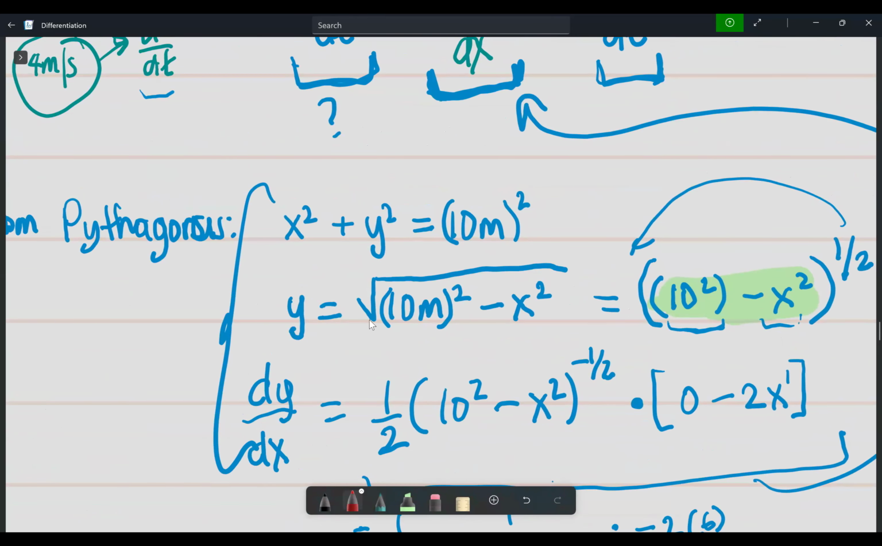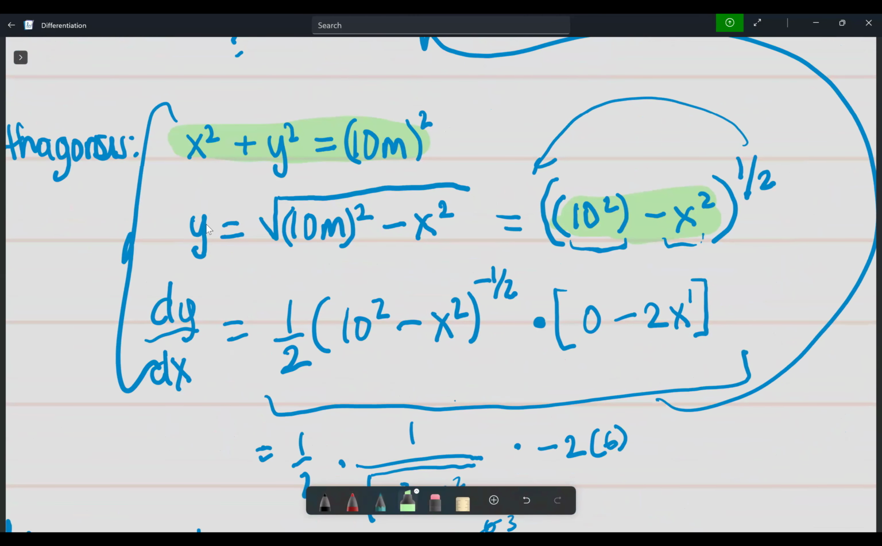Okay, so then we have Pythagoras, right, which is x squared plus y squared equal 10 meters squared. Now we need to differentiate and get an answer. So we're going to differentiate with respect to x. We have now y equal the square root of 10 squared minus x squared.